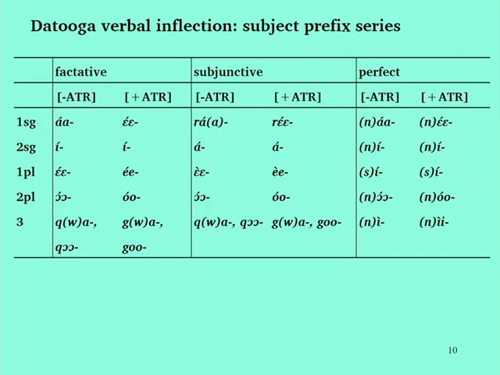You can see that these paradigms or these marker sets overlap to some extent, but crucial differences remain. So for example, in the first person singular, we have an opposition of a versus ra. There's an additional consonant there. And in the second person singular, we have an opposition of e versus a. And in the first person plural, we have a tonal opposition of e versus a.